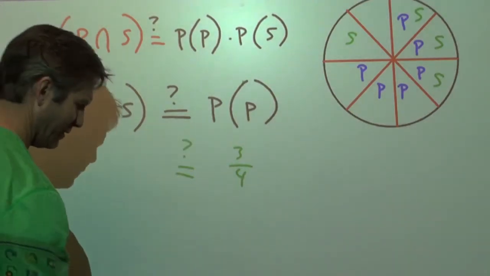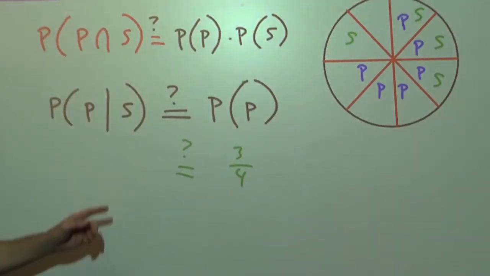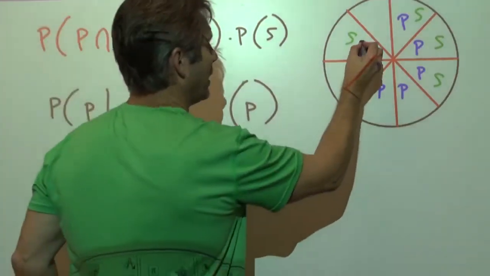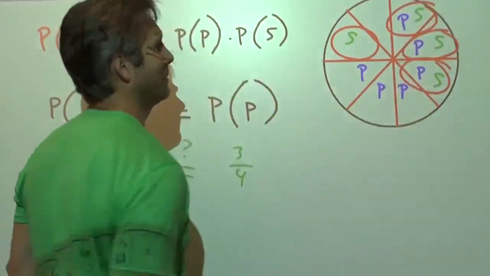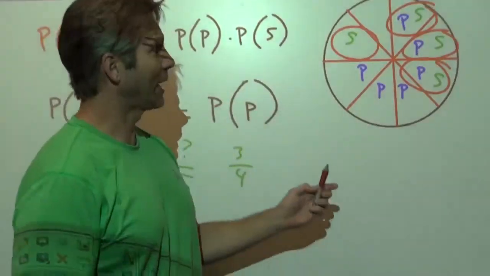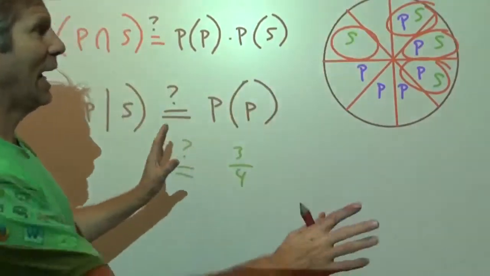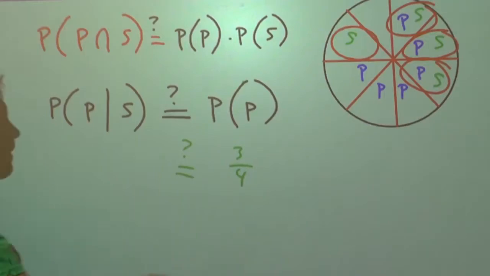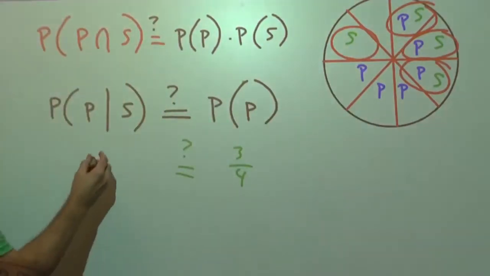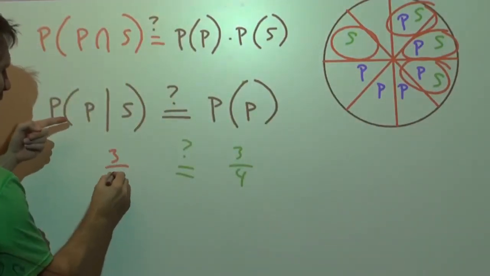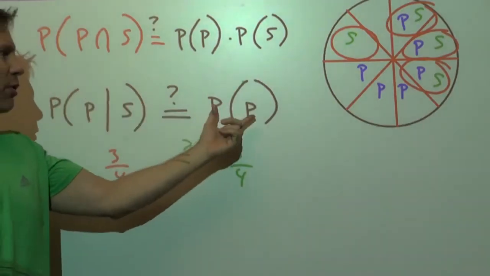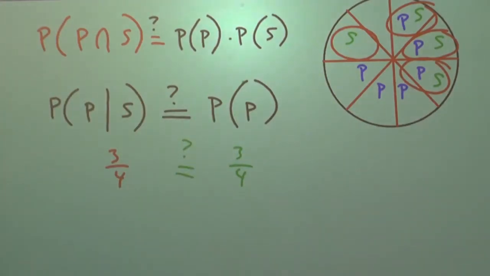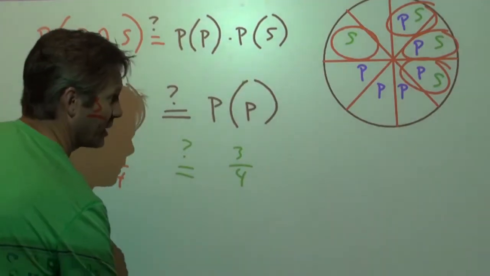Well, let's see if it is. We were given that the piece has sausage on it, so that would be this piece, this piece, this piece, and this piece. Out of those 4 pieces, how many of them have pepperoni? By golly, 3 out of the 4. So this conditional probability is 3/4. Aha, there we go. The conditional probability is equal to the original probability, so these are independent of each other.